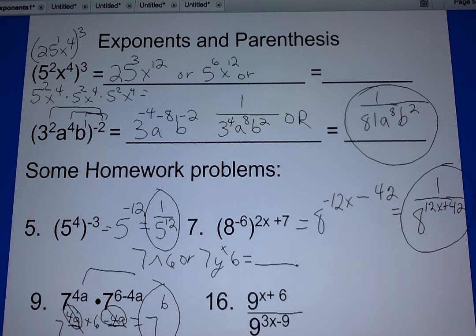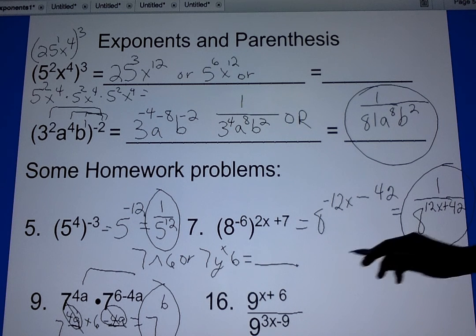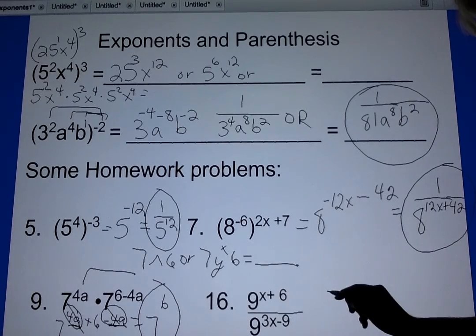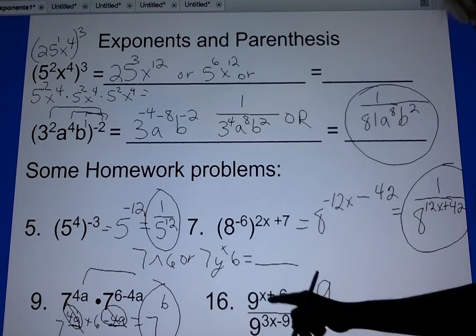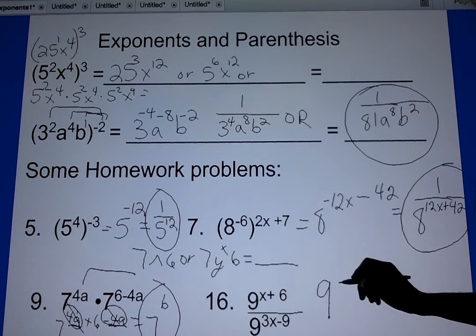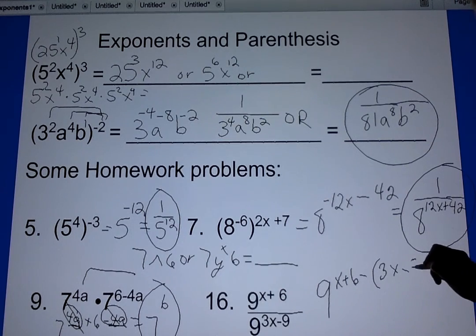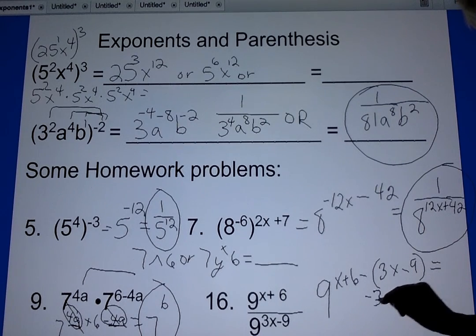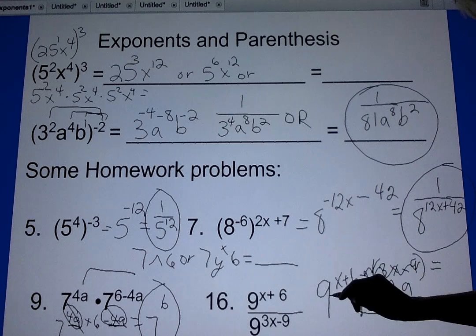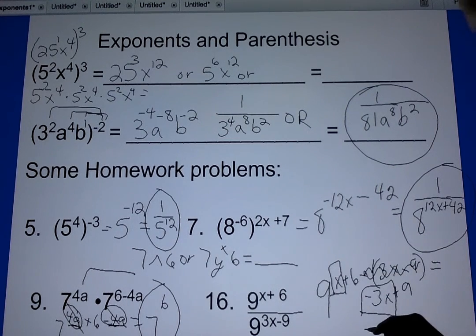Okay, now we'll go on to number 16. And since it's division, we're going to subtract. The base is the same. So we go 9. That's the base on both of them, so we don't divide that one. And we go x plus 6 minus 3x minus 9. Okay, we're going to distribute the negative through parentheses and get -3x plus 9. Combine like terms. There's a 3x, a negative 3x, and an x. So we get 9 to the negative 2x, 6 and 9 plus 15.